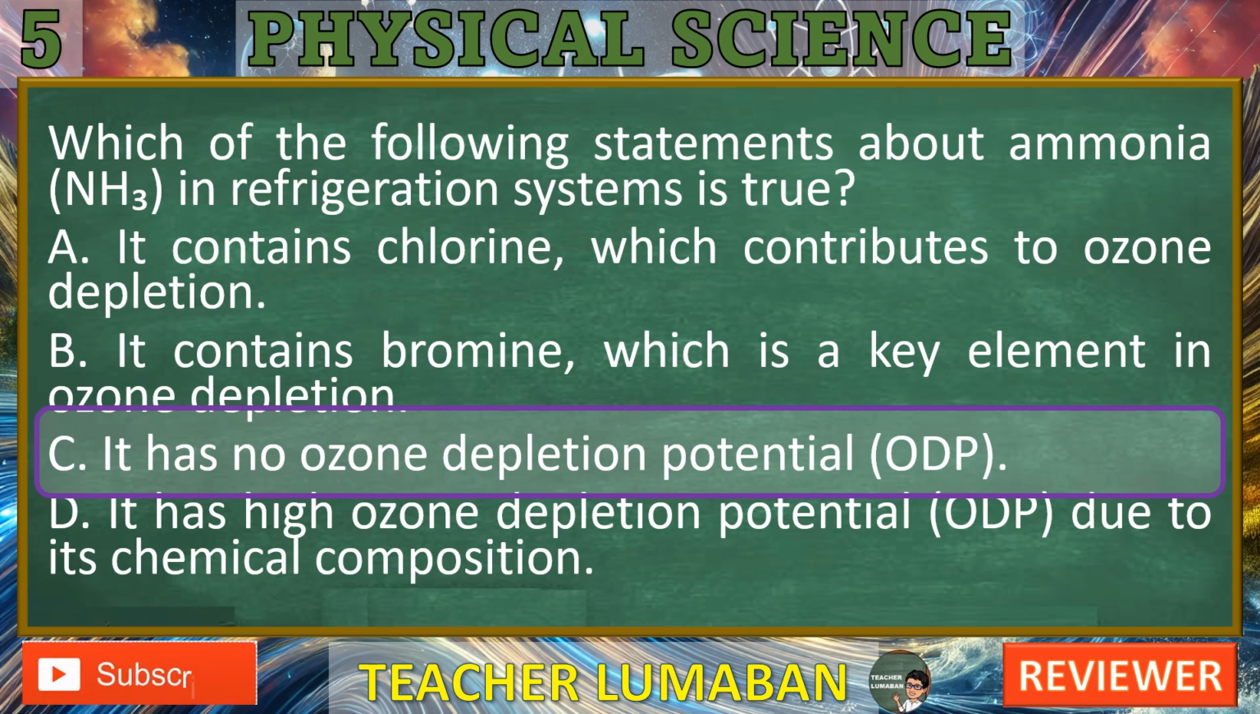Ammonia's chemical composition does not contribute to ozone depletion, and it has an ODP of 0. In summary, ammonia, NH3, is considered a natural refrigerant with no ozone depletion potential, ODP, making it environmentally safe for the ozone layer.